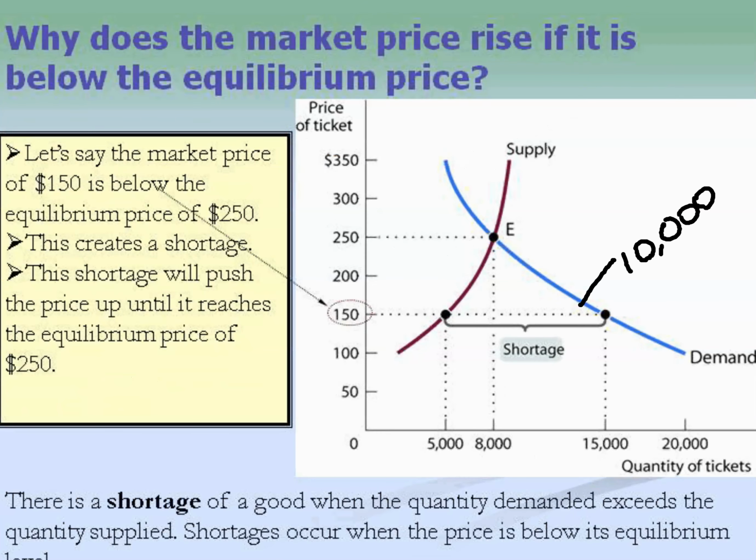Now, why does the market price rise if it's below the equilibrium price? Well, because here you have a shortage. If you're only willing to pay $150 for this ticket, chances are you're not going to get one. You're going to be one of the people that is left high and dry at this shortage because you're not going to be able to get that ticket. So here you're going to have to pay $250 or you're not going to get a ticket. You're going to be one of those that's left out in the shortage market.